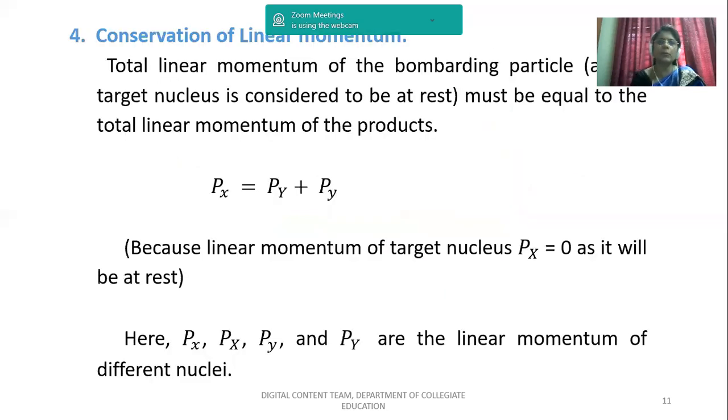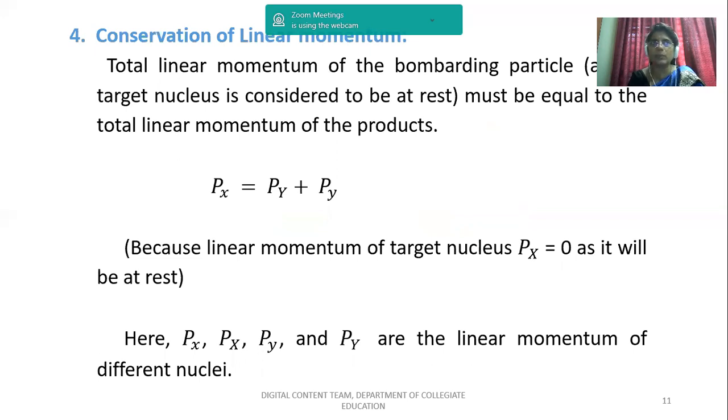So with this, we will move to conservation of linear momentum. The total linear momentum of the bombarding particle, considering the target nucleus to be always at rest, must be equal to the total linear momentum of the products. So here when I say in general, we say total linear momentum of the reactants should be equal to total linear momentum of the products.